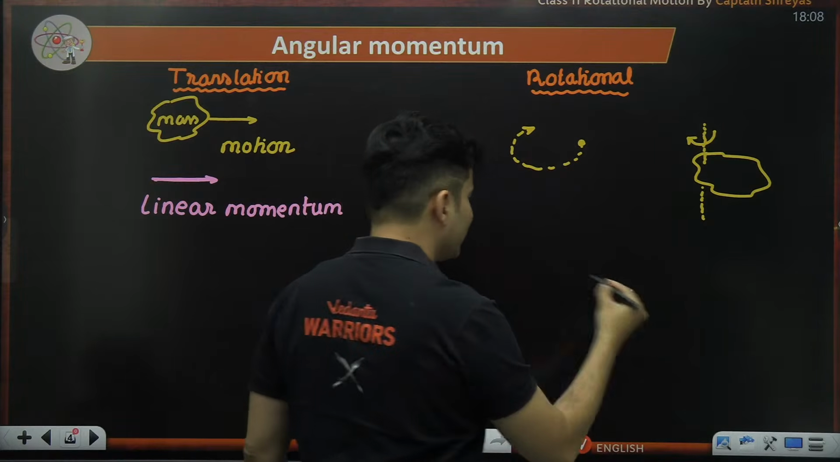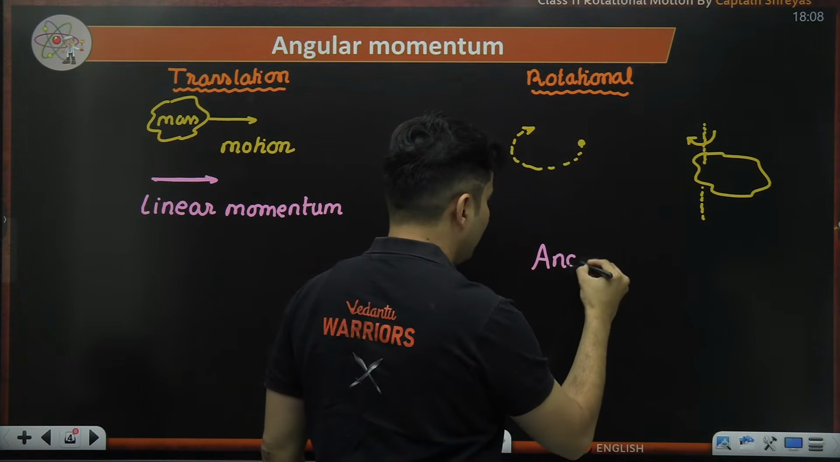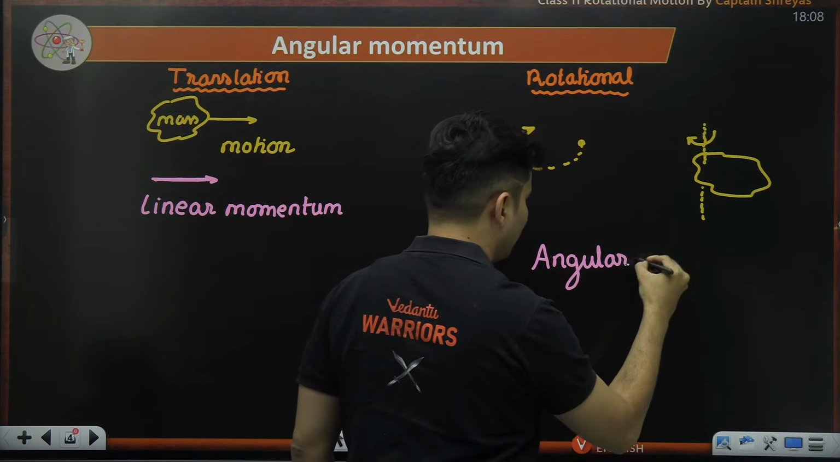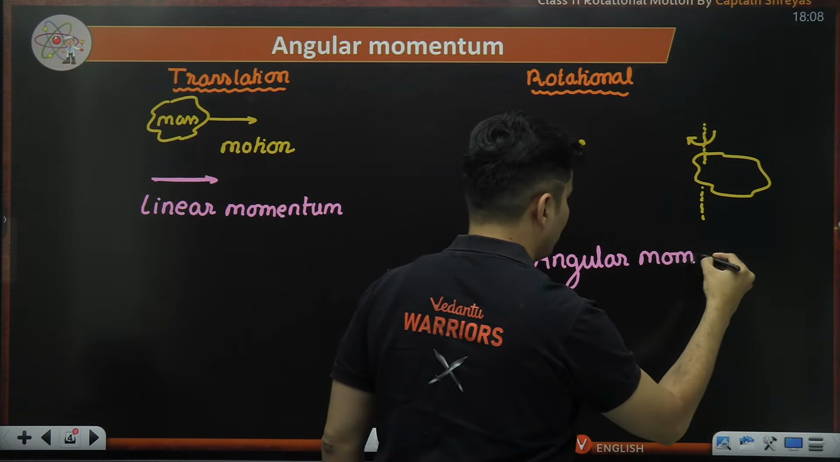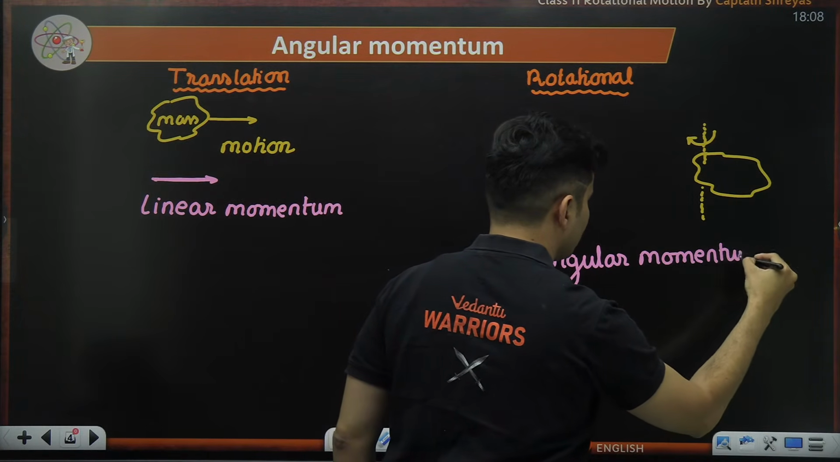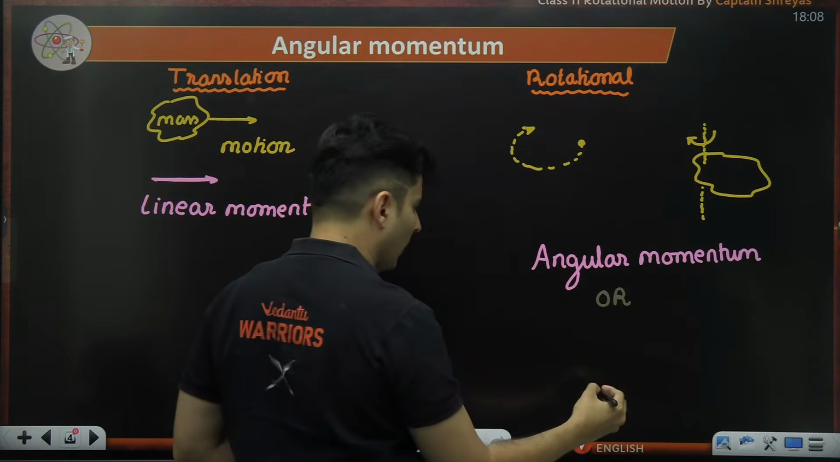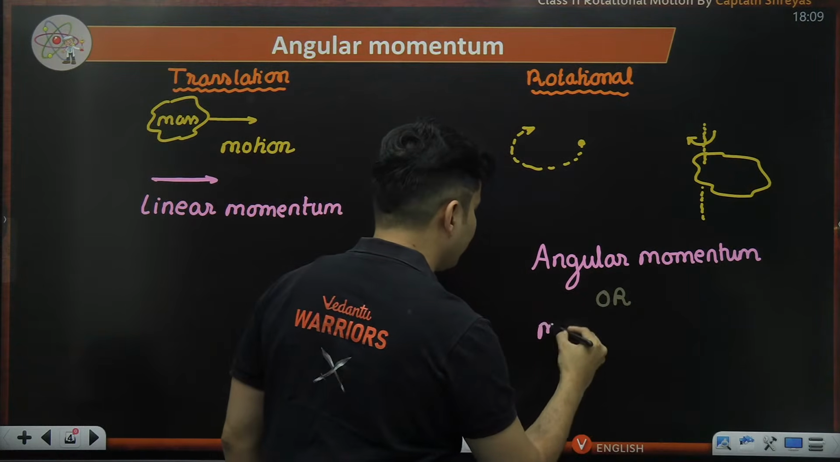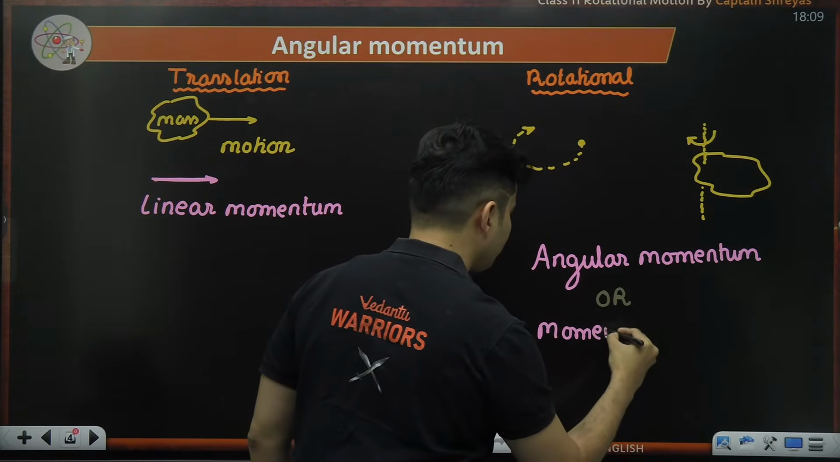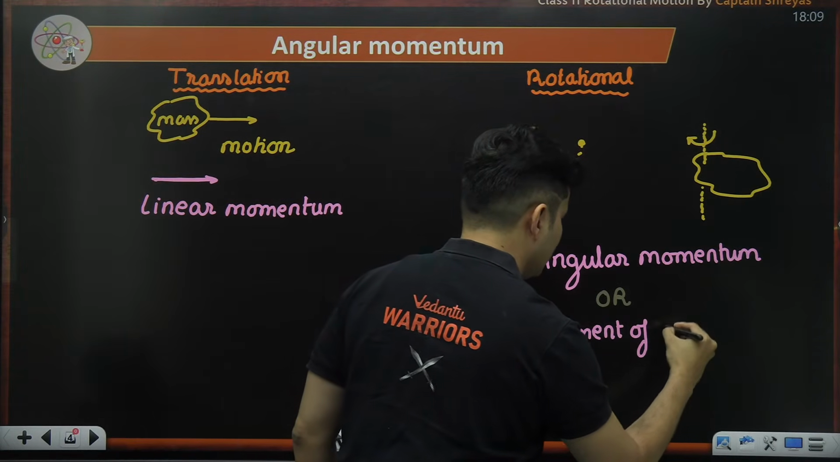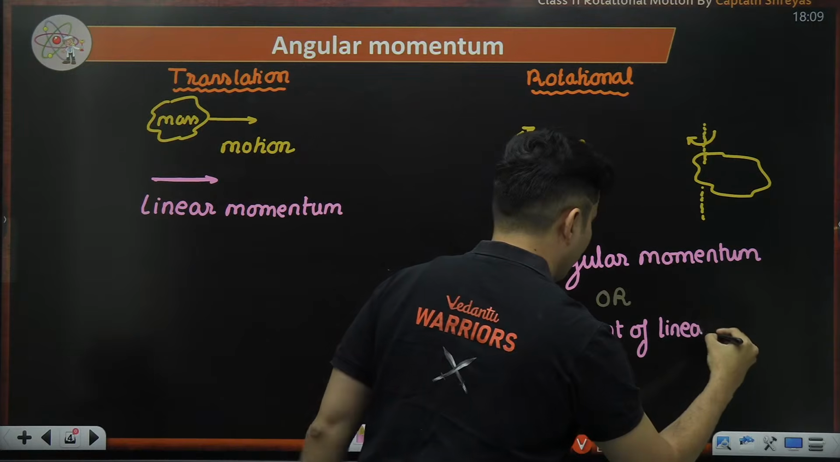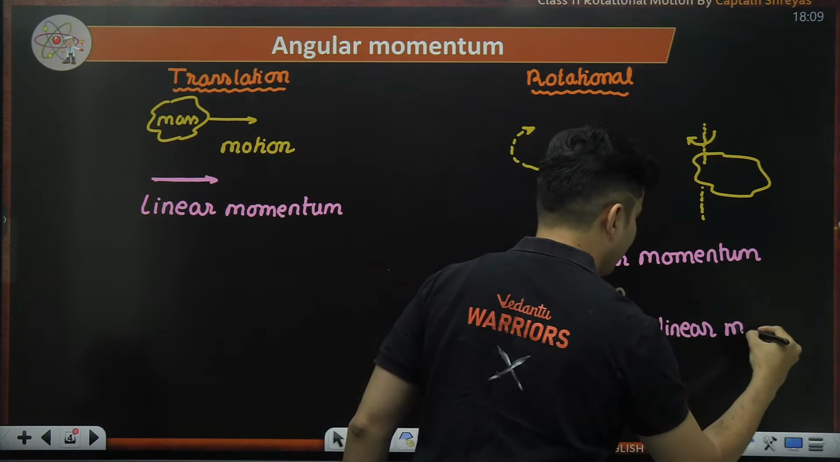So that possesses nothing but angular momentum. Sometimes it is also called moment of momentum, moment of linear momentum.